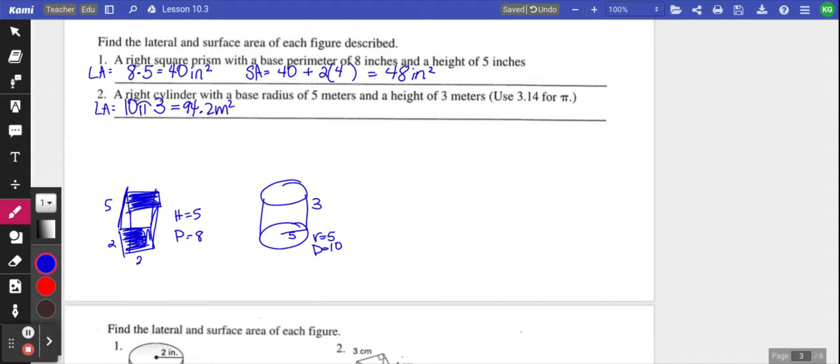meters squared. Then for the surface area, I'm going to take the side area, the lateral area, which is 94.2, and add on 2 bases. Well, in this picture, my bases are these circles, and the circle is pi radius squared, plus 2 pi 25, for a total of 251.3 meters squared.